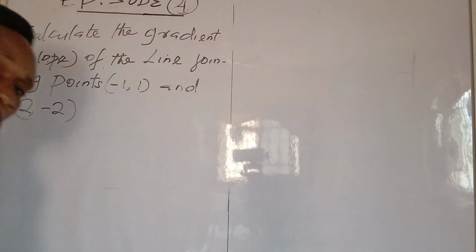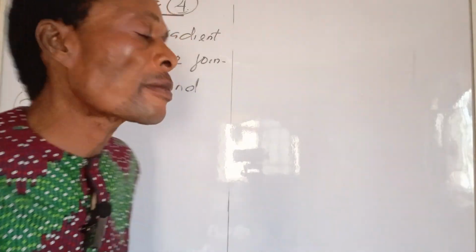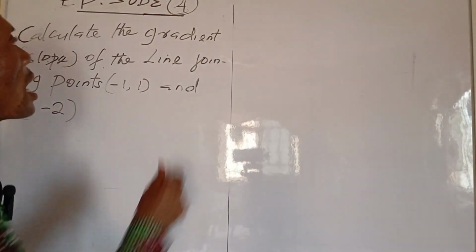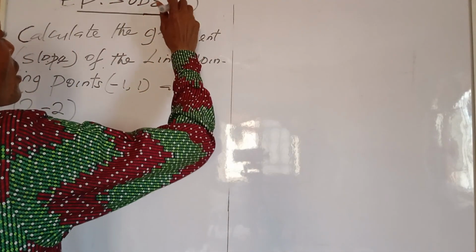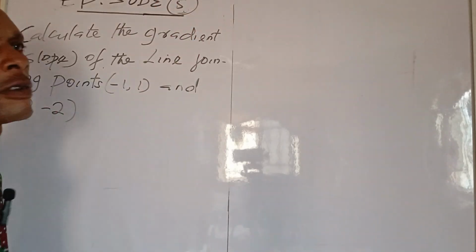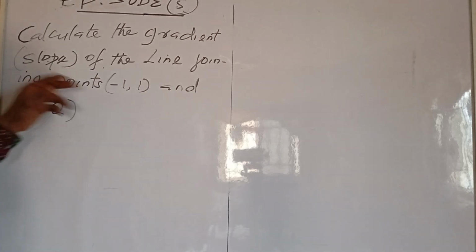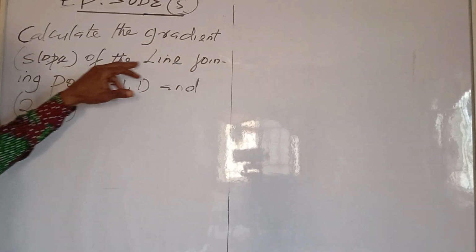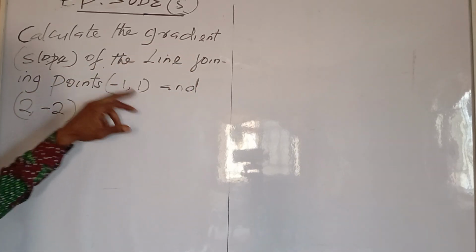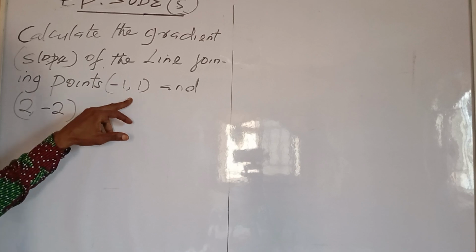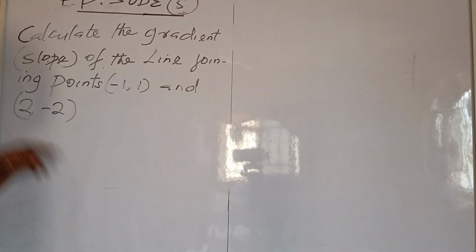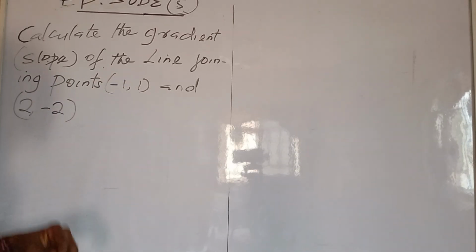Okay, viewers all over the world, let us consider episode 5. The question says, calculate the gradient. Gradient means the slope of the line joining points (-1, 1) and (2, -2).